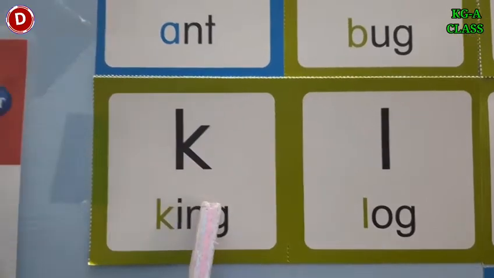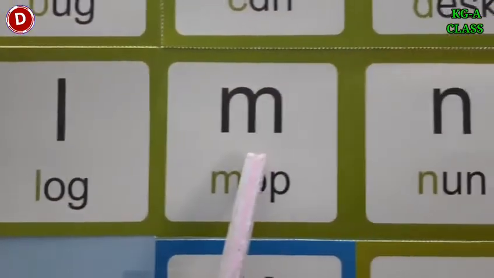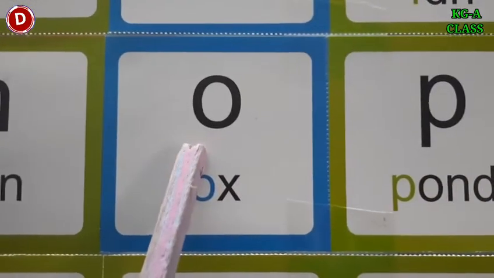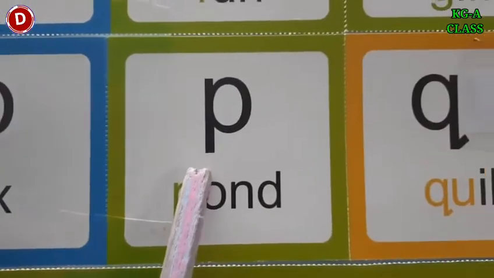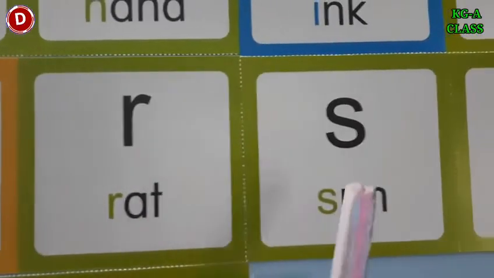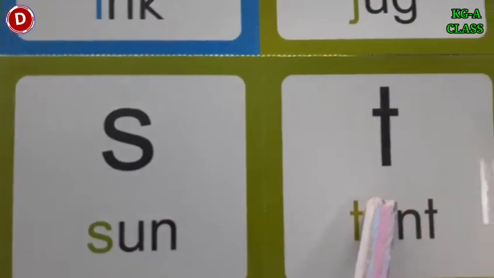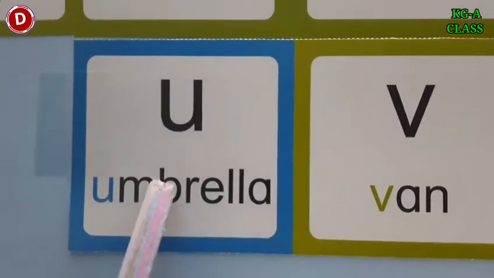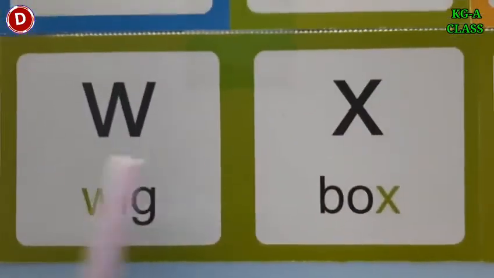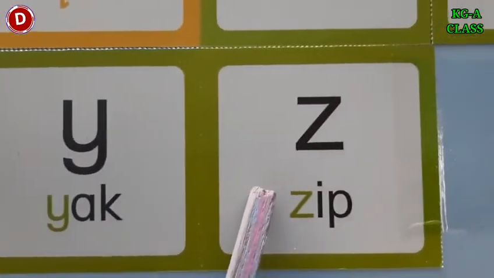After j comes k. This is small k. Small l. Small m. Small n. This is small o. Small p. Small q. Small r. This is small s. Now comes small t. Small u. Small v. Small w. Small x. Small y and small z.